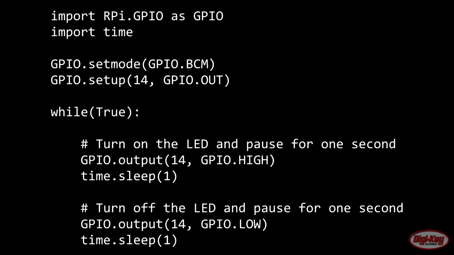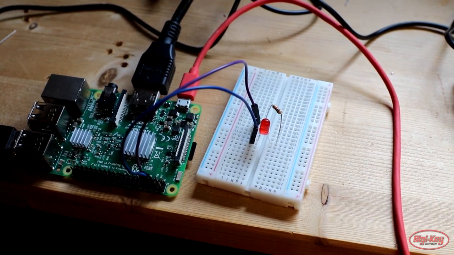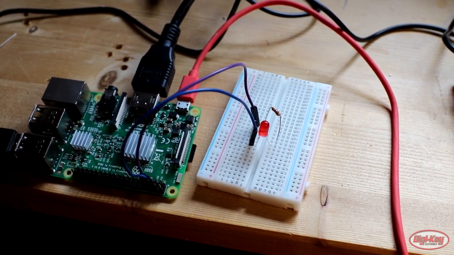What will happen is that the first line of code imports the Raspberry Pi GPIO library. The next few lines set up the GPIO library. And then in the main while loop, which runs forever, it will turn on the LED output and then turn off the LED output. And as you can see, the result is a flashing LED.